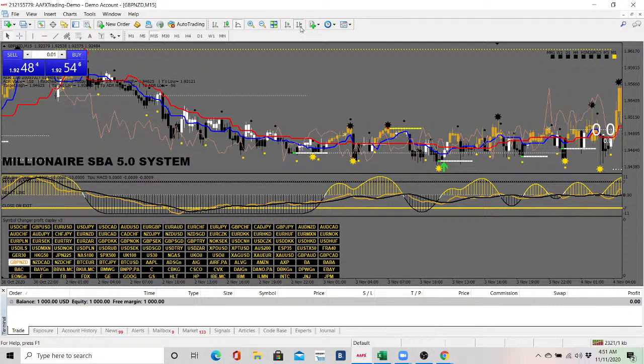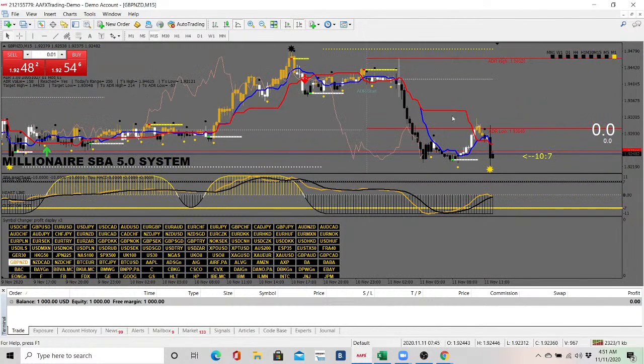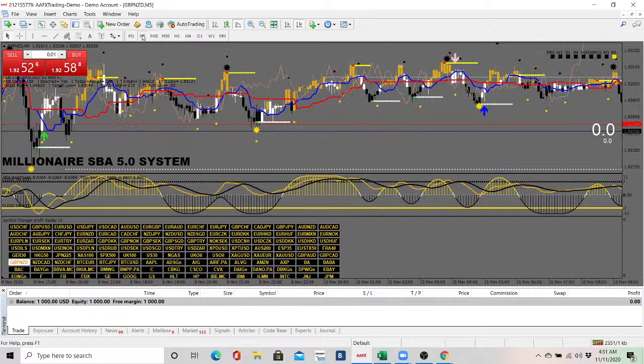Go to the 15 minute. Again, right now the last star bar arrow is a sell star bar arrow. There could be a reversal happening, as I could see in the 15-minute chart. Let's go to the 5 minute.